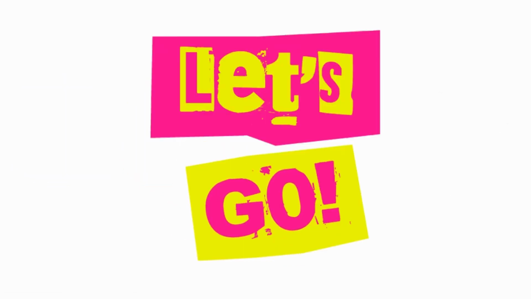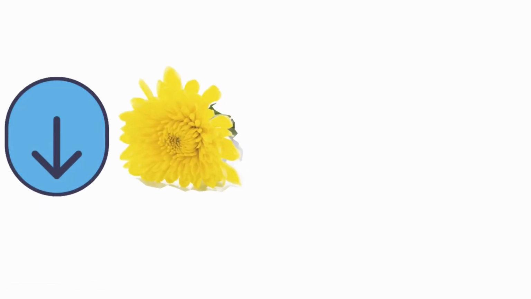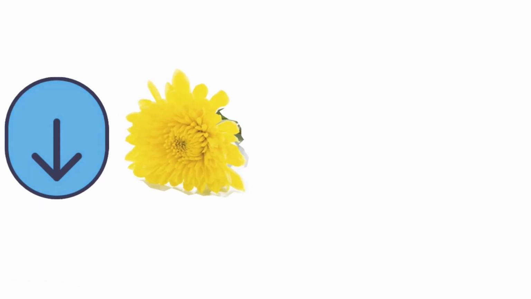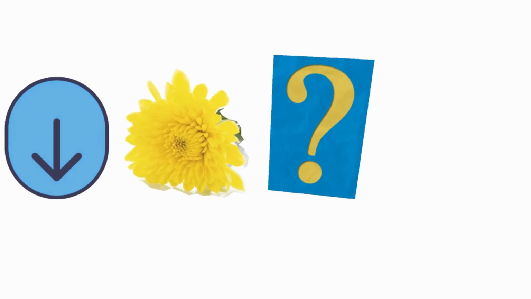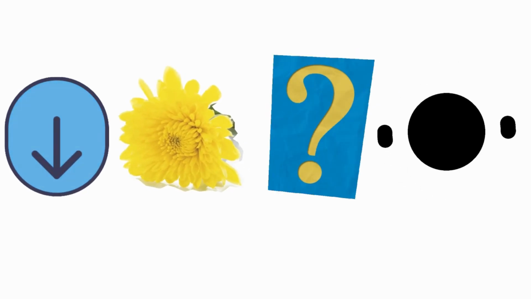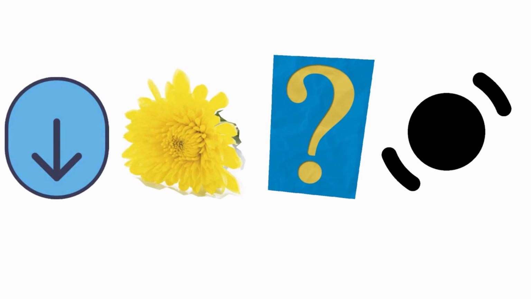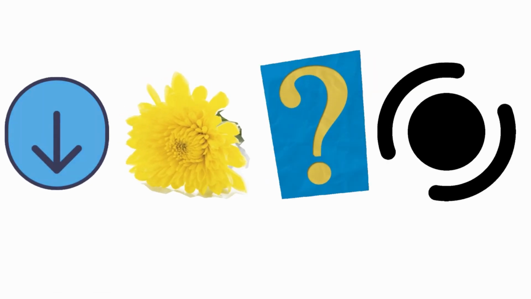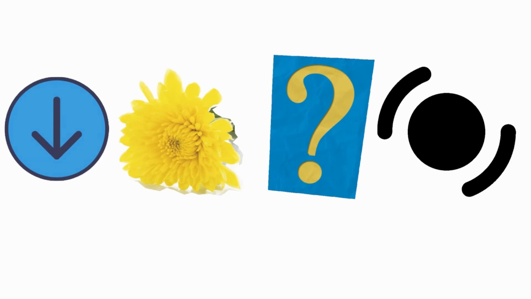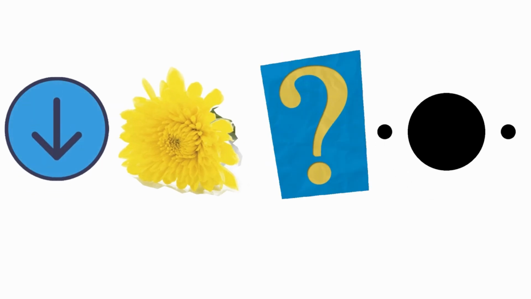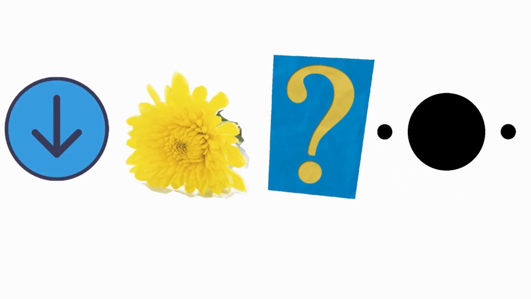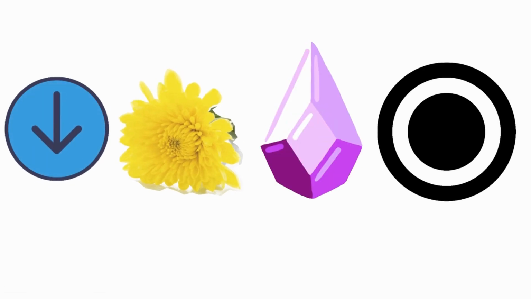You want to try again? Let's go. Blue. After blue comes yellow. Yellow. After yellow comes what? And after that comes black. Black. What do you think is missing? Did you guess? It's the color purple. Purple is next in our sequence.